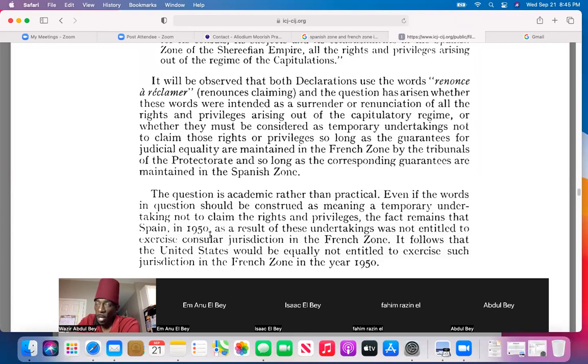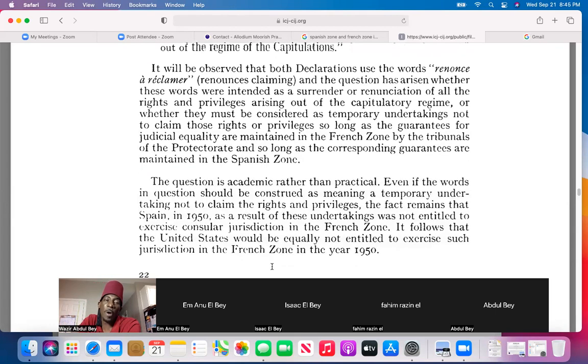I mean, they just carved up the empire, didn't they? They got the French zone, they got the Spanish zone, they got the American zone. This is ridiculous. How does this happen? How do we let this happen? You know, we've been ruling for far too long.